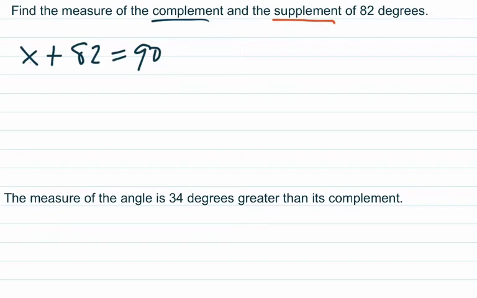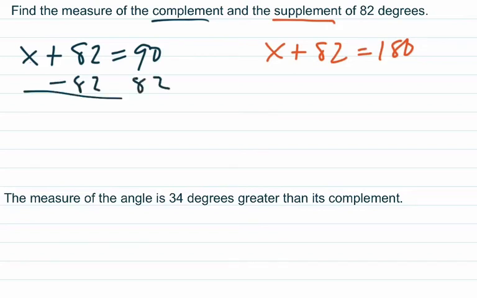Or over here with the supplement, some angle plus 82 would have to be 180 degrees. So I'm setting it up as an equation because the other part of tonight's lesson, or Monday night's lesson, would have been practice on solving equations. So I kind of want to try to hit two things with one stone here. Same thing, solving equations. We would subtract that 82 degrees that they gave me, and x would be 8 degrees.